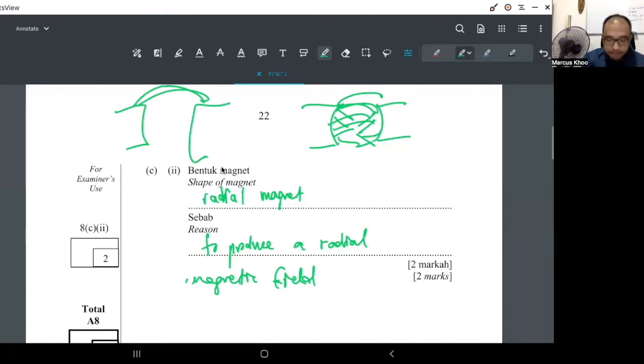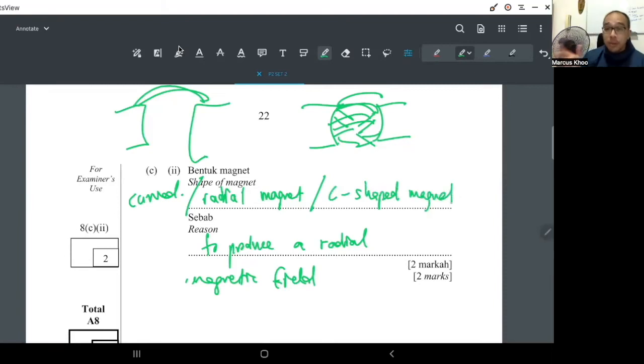Sorry, just a little short note on this. So instead of saying a radial magnet, you can also say curved magnet. Really doesn't matter. But there are even some versions which say C-shaped magnet.